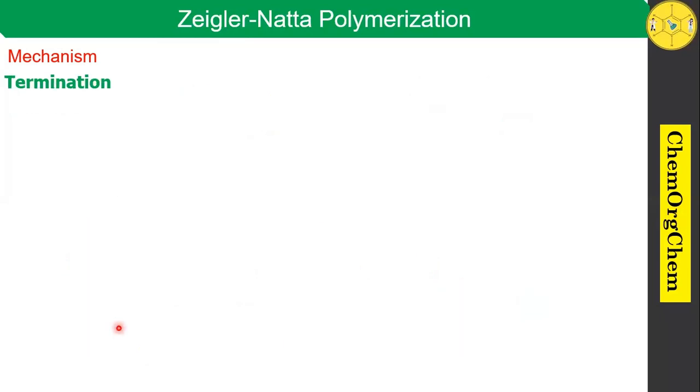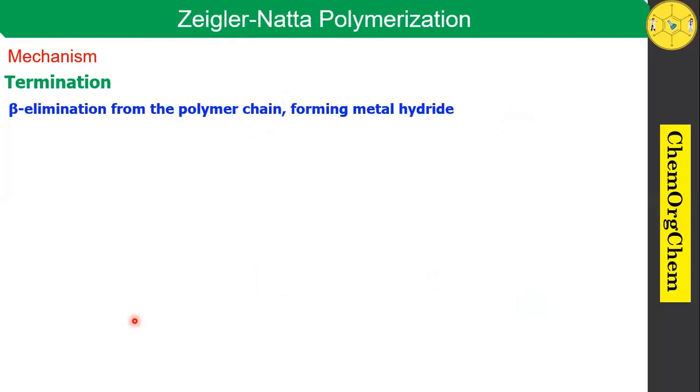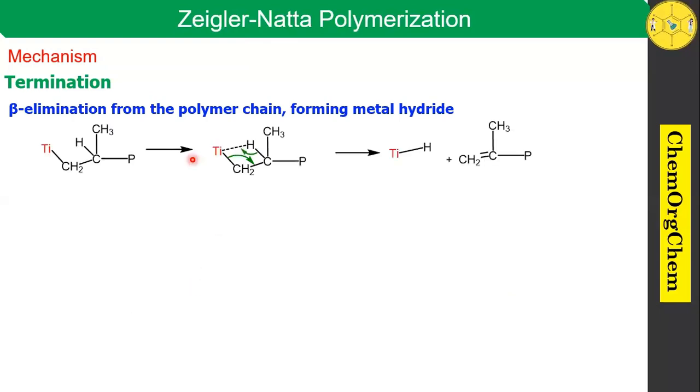Next, moving on to the termination step. There are several termination methodologies possible. Here I am going to discuss only two types of methods. The first method is beta hydride elimination to produce the corresponding metal hydride. Now consider this intermediate. For clarity, I just omitted the surrounding titanium species. Now you see this titanium has the polymeric chain. This one is an alpha carbon and this one is a beta carbon.